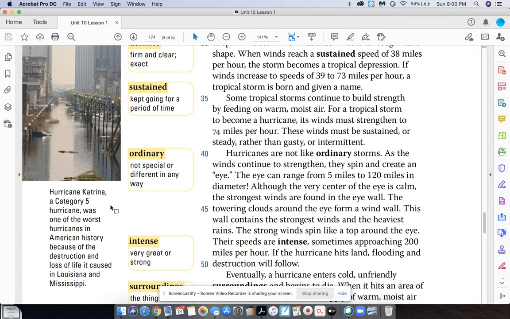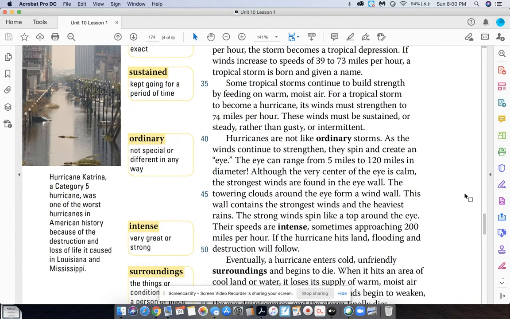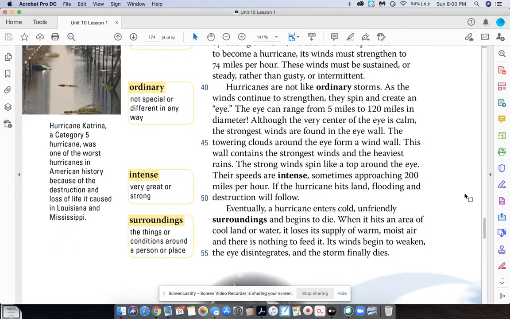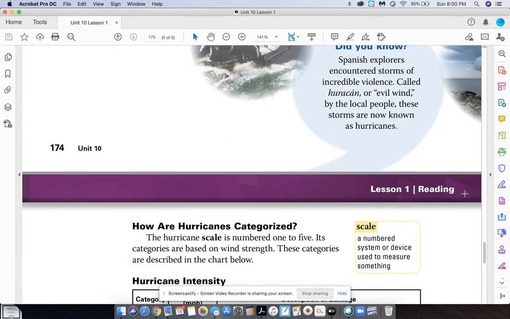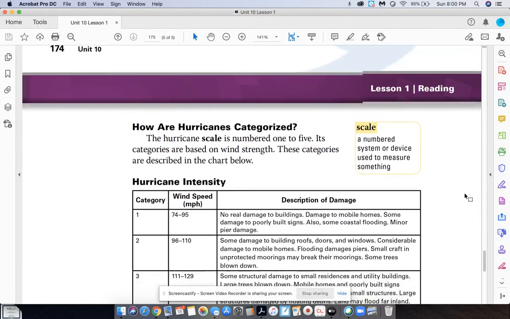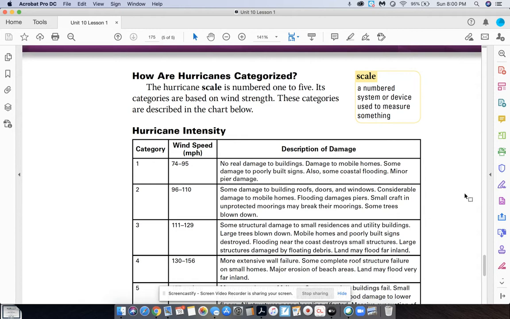The caption underneath this picture is telling us about Hurricane Katrina, a Category 5 hurricane, which was one of the worst hurricanes in American history because of the destruction and the loss of life it caused in Louisiana and Mississippi. You may know Louisiana's been hit with hurricanes. Recently, they had 2 hurricanes coming up out of the Gulf of Mexico. So this is hurricane season, and there are places in the United States down along the Gulf of Mexico that are being hit right now.